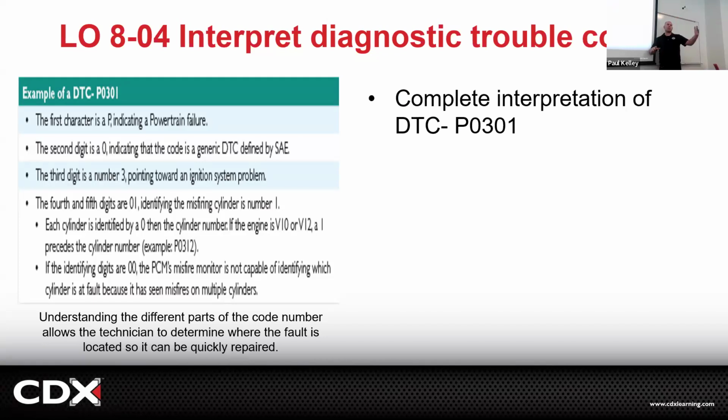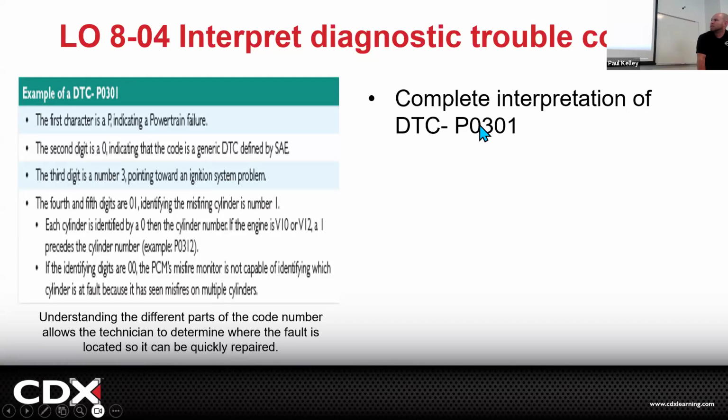Some manufacturers have codes that other manufacturers don't recognize. If it's manufacturer specific, it's going to start with a P1. But this is a 0, so it's universal. Then the next one, the third digit, is generally the type of ignition system problem. So the third digit is already giving us some breakdown.